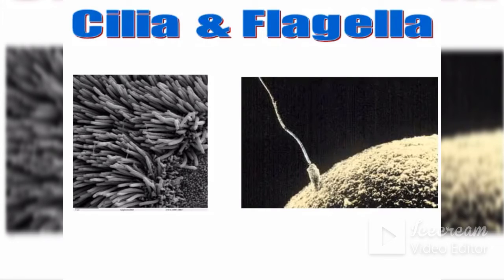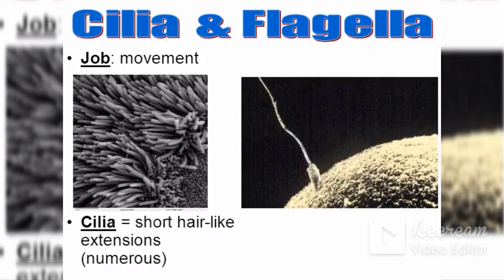A couple other cell parts I want to mention are used in movement, and that's the job of cilia and flagella. Now, not all cells move, so not all cells have cilia and flagella, but if cells move, they probably have either cilia or flagella. So the picture on the left shows the cilia, short hair-like extensions. There's numerous, hundreds and thousands of them per cell. Way too many to count. Very short, stubby, almost look like eyelashes.